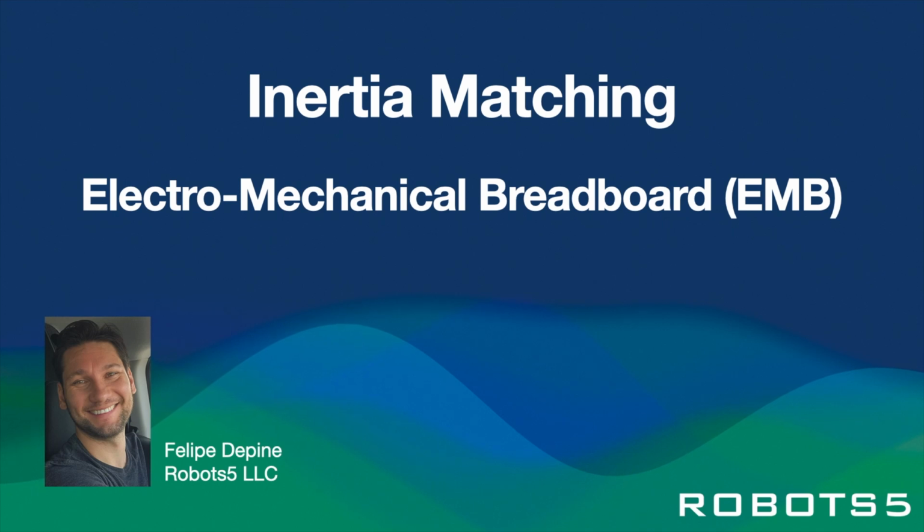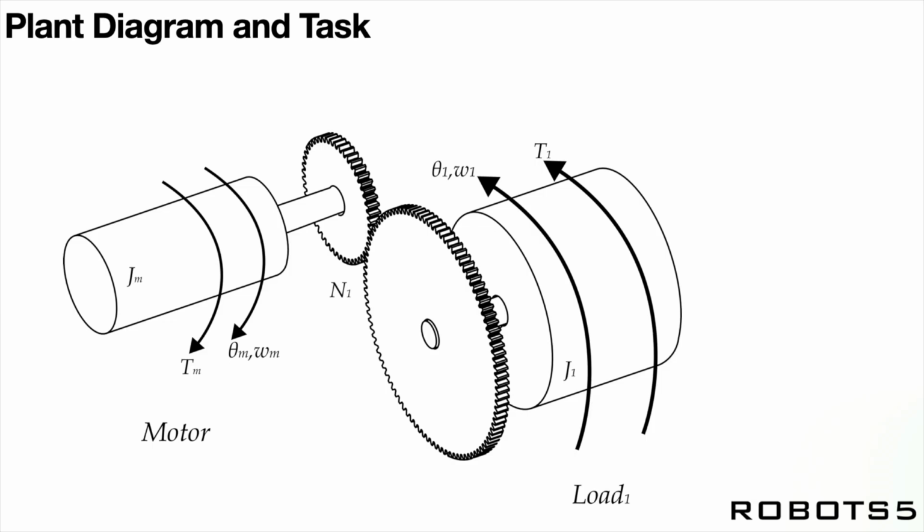I would like to show you an example of inertia matching by choosing the gear ratio on a mechanical system. The plant we'll be working with consists of a motor and a load, similar to this diagram.